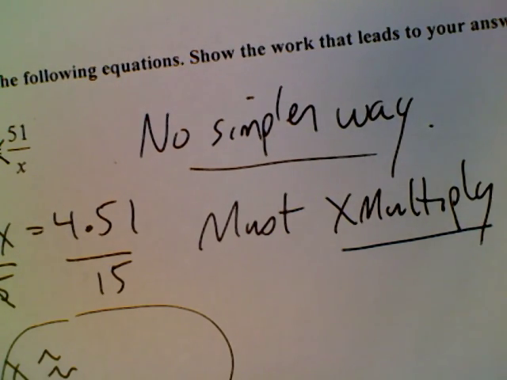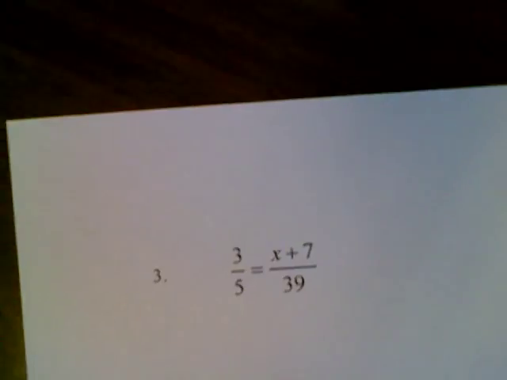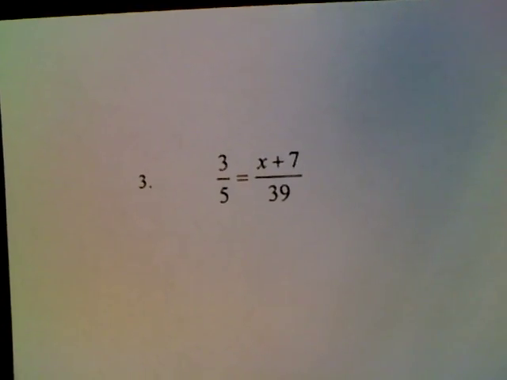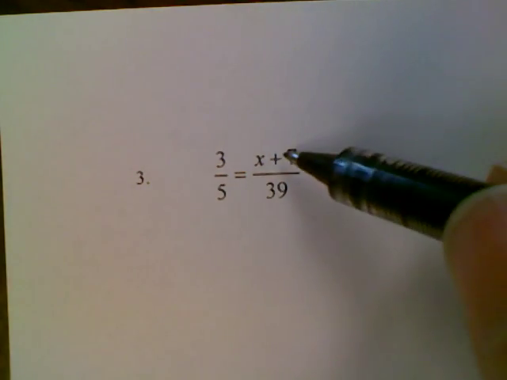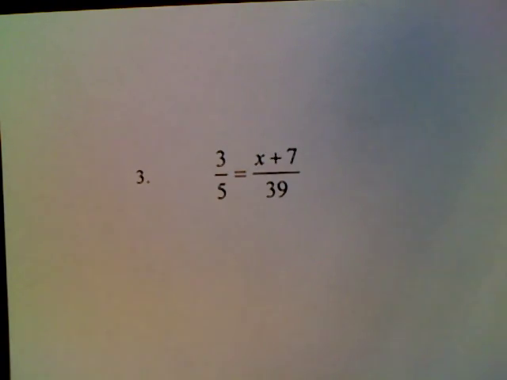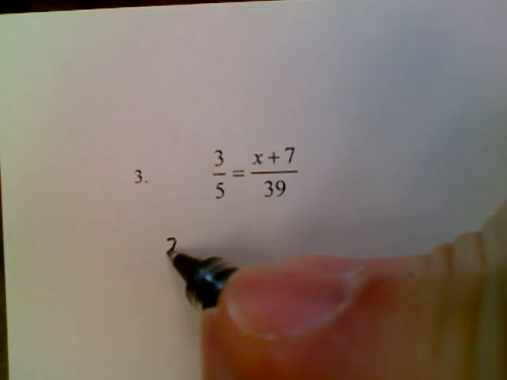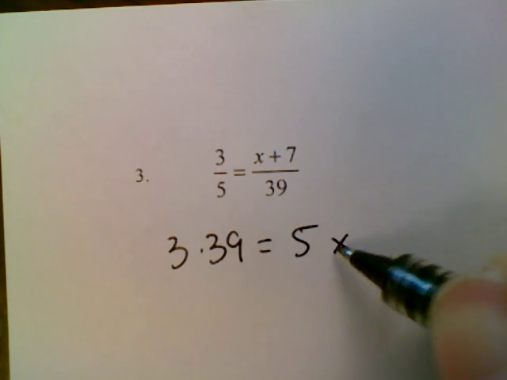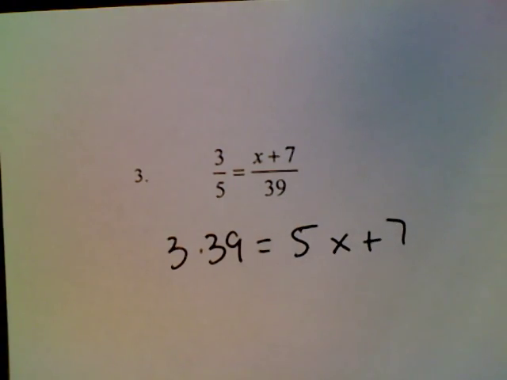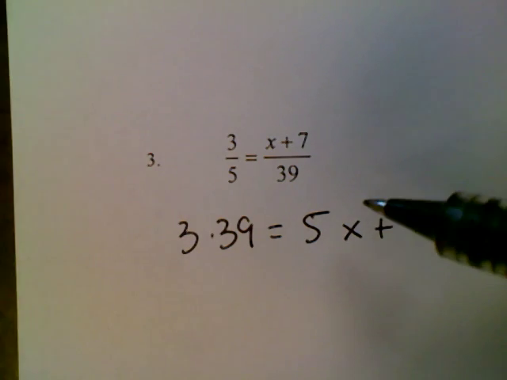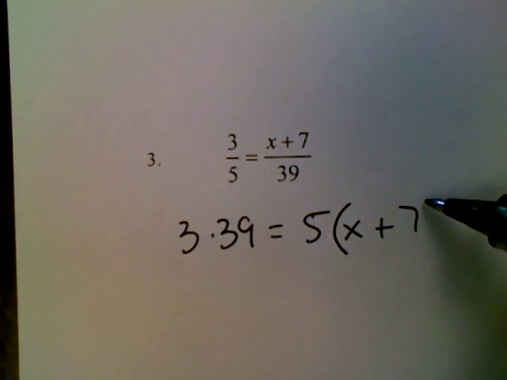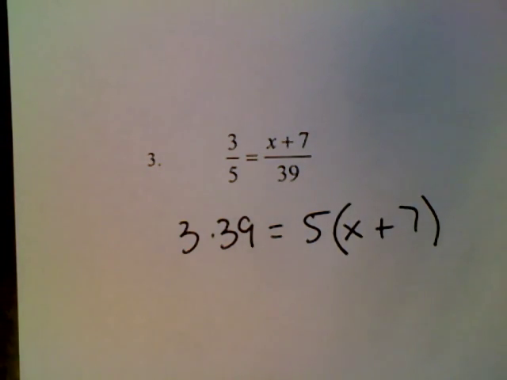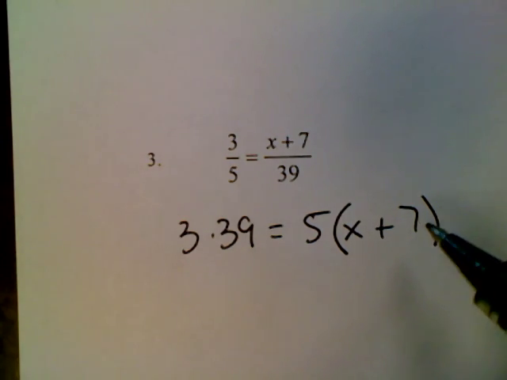Alright, let's look at equations that are slightly more complicated, starting with this one here. This one has something being added to the variable in the numerator. Now, again, we can cross multiply, and I'll start doing it that way. 3 times 39 is equal to 5 times x plus 7. But here I've made a mistake that I don't want you to make. I didn't put parentheses around the x plus 7. Don't you make that mistake.